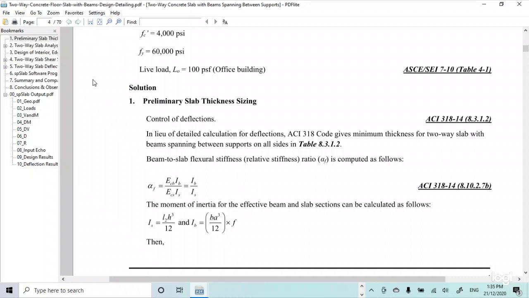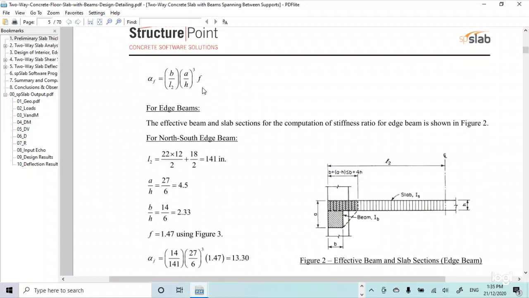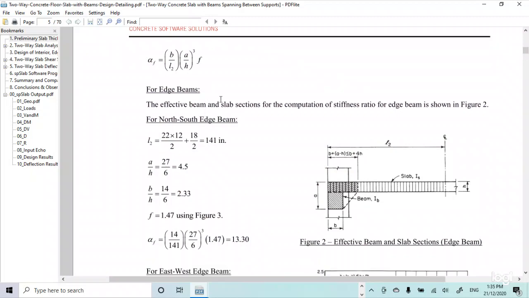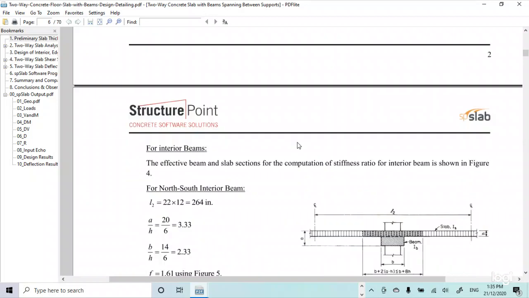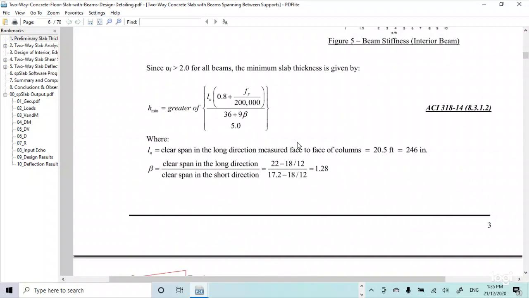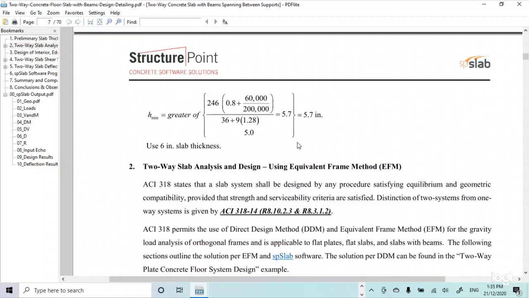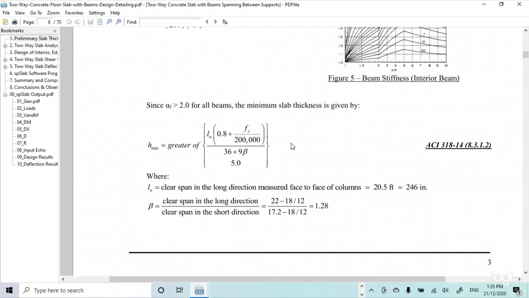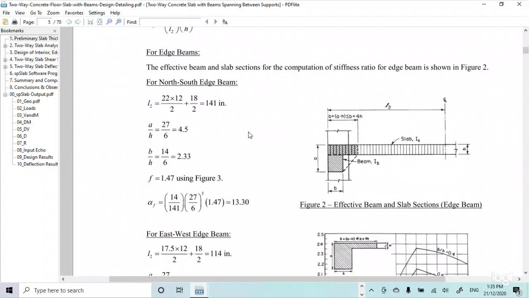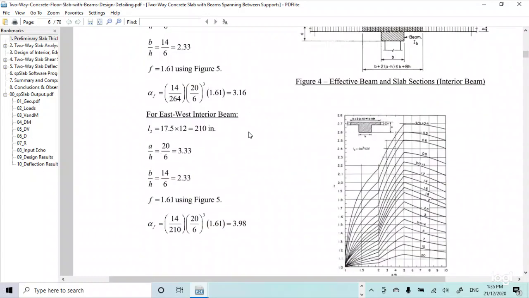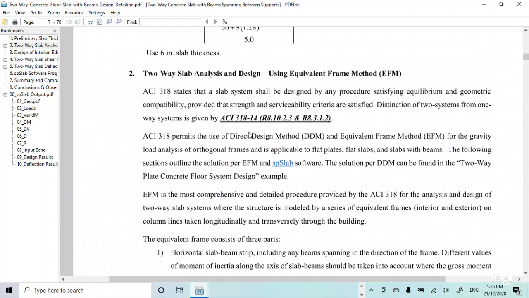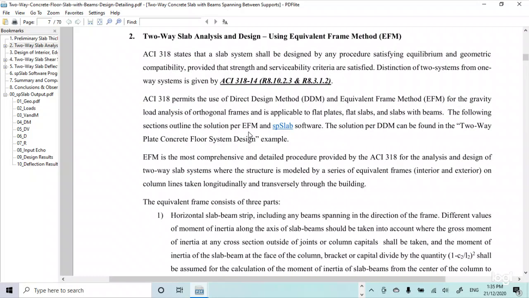Here on pages 5 to 7 you can see the design calculation approach for the north-south direction. You have to learn the details about the design calculation approach on pages 5 to 7.